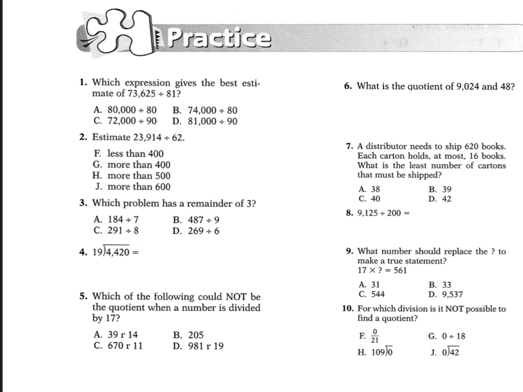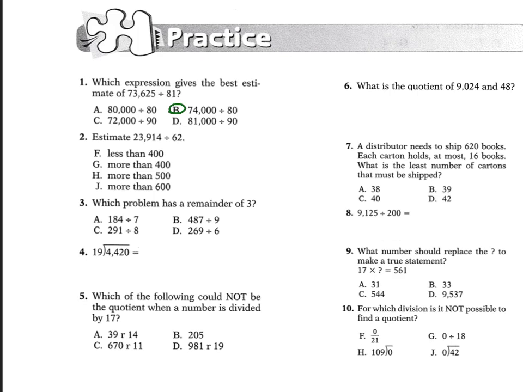For 1 in our next section for practice, it says which expression gives the best estimate of 73,625 divided by 81. Well, the 73,625 can be 74,000, and the 81 could be 80, so that would be B.